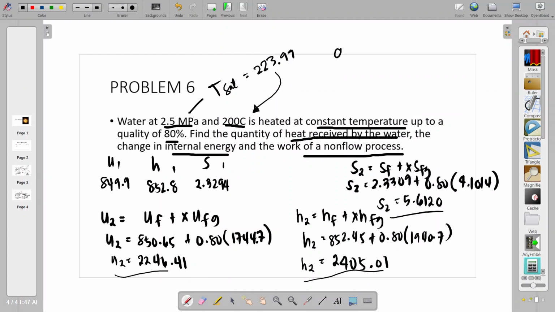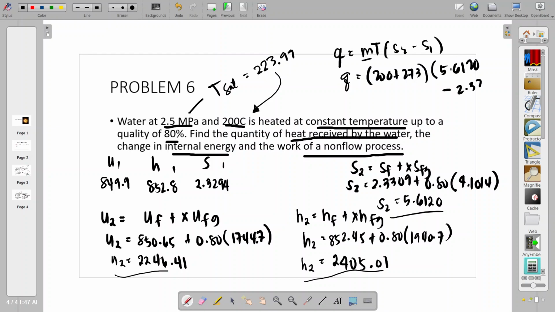Okay, so what are we looking for again? The heat. So, Q is equal to mT(S2 minus S1). We know there's no m, so we are looking for specific heat. So, T is 200 plus 273. Our S2 is 5.6120 minus 2.3294. Okay? So, our Q is equivalent to 1552.68 kilojoule per kilogram. Okay, so this is our Q.